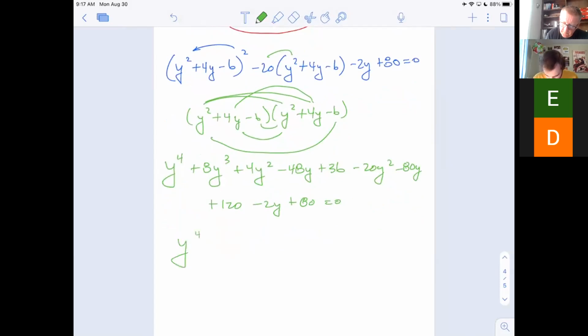So you have 8y cubes. I'm kind of marking everything off. And then I got y squareds, 4 of them, minus 20 of them. So that's minus 16 of them. And then y terms, minus 48, minus 80, minus 2. So what is that? Minus 50 and minus 80, minus 130. And then constants, 36, that's 156, plus 80 is 236, I think. I don't trust that. Double check. 36 plus 120 plus 80. Yeah, 236.